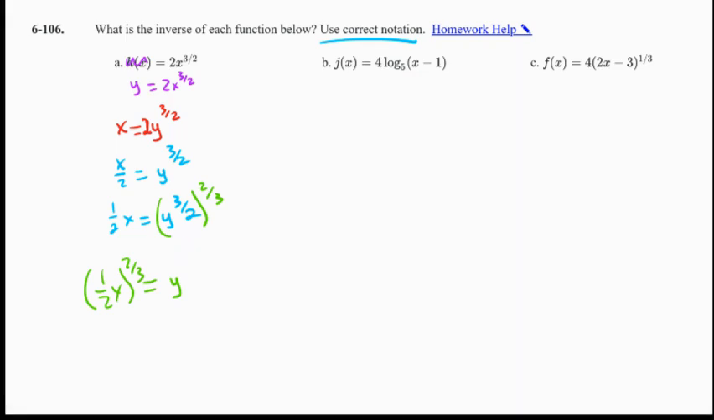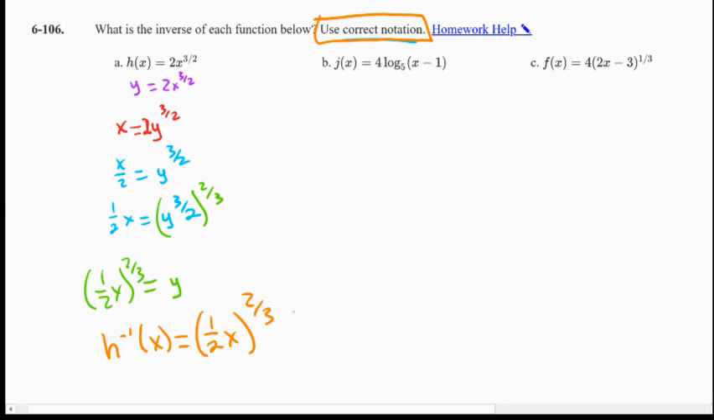But again, when I see use the correct notation, the way that I would see that is originally we started with our function h of x. So when I'm talking about the inverse, I want to say h to the power of -1, or the inverse of h of x is equal to 1/2 x to the power of 2/3. So that's where I'm going with the correct notation piece, making sure that we have that inverse in the beginning.